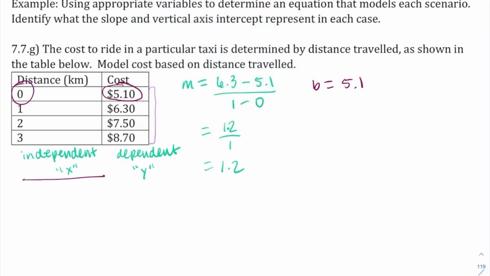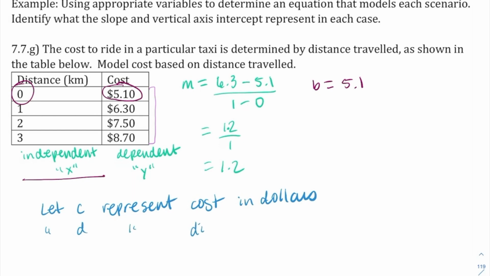Okay, next thing. We need to assign some variables and make an equation for this situation. I like this color. Okay, so I'm gonna do some let statements. I'm gonna let C represent the cost, and because it is in dollars on the table, I'm also going to just keep that the same. No need to change it. And I'm going to let D represent the distance in kilometers.